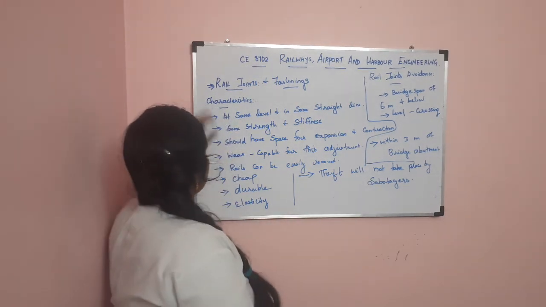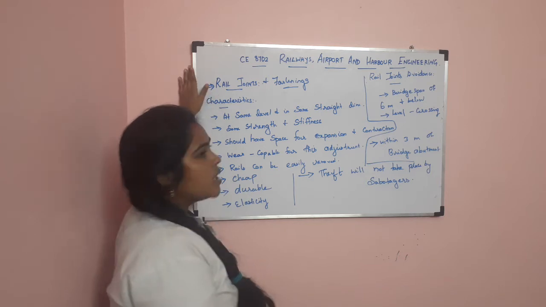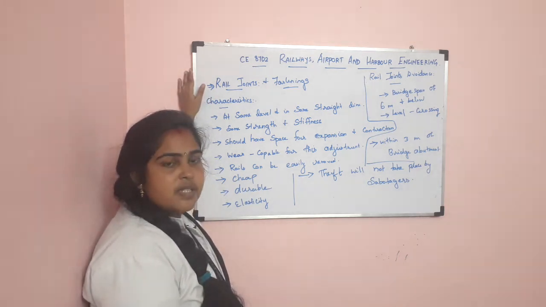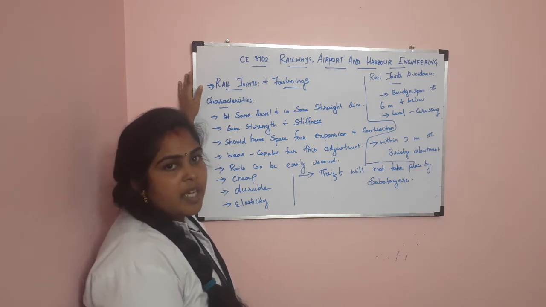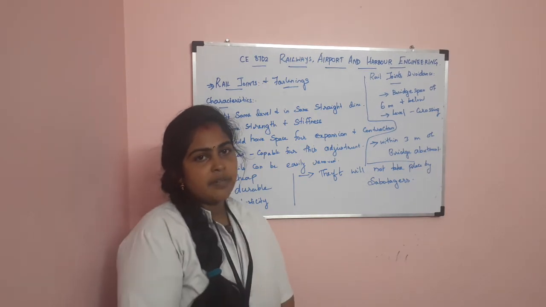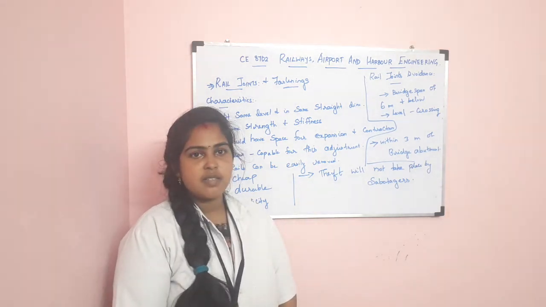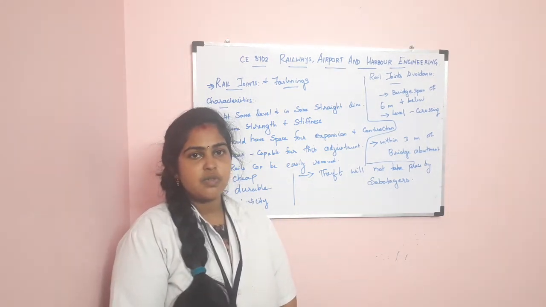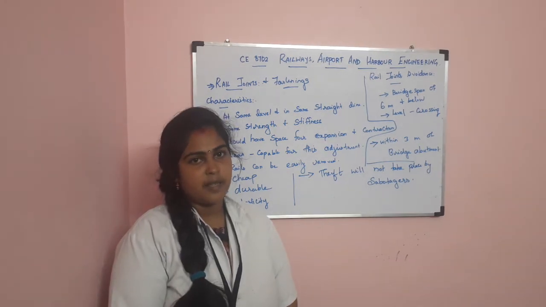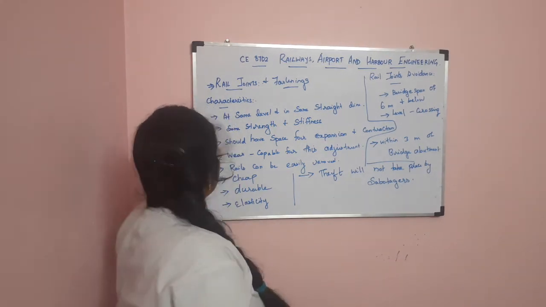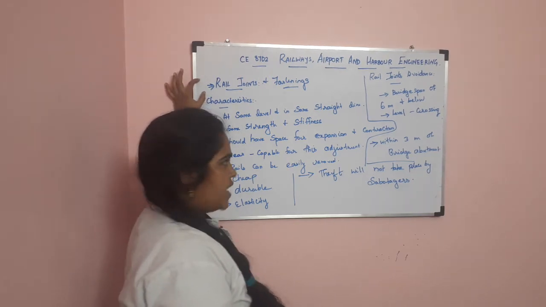Today in this section we are going to see about rail joints and fastenings, which is the last component of railway track or permanent way. So what are the components of permanent way? First one is rails, second one is sleepers, third one is ballast, next one is formation, and the last one is rail joints and fastenings. So today we are going to see about rail joints and fastenings.